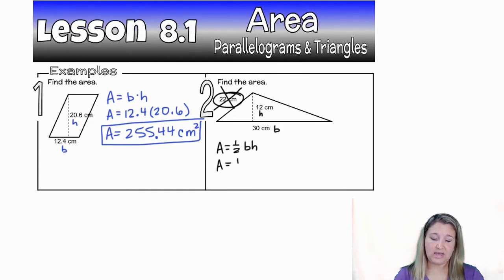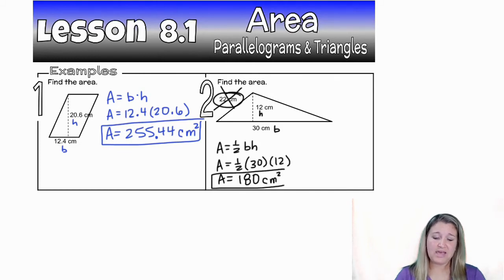So I can take half of the base, which is 30, times the height, or I can take half of the height, which would be 6 times 30. That makes it really easy to multiply out. And so I'm going to get 180 centimeters squared.